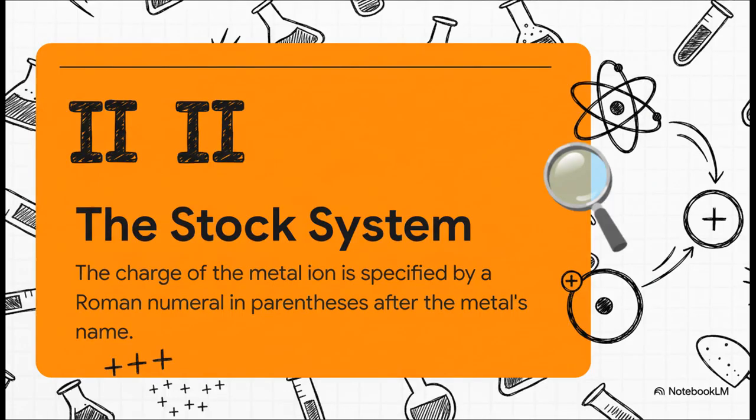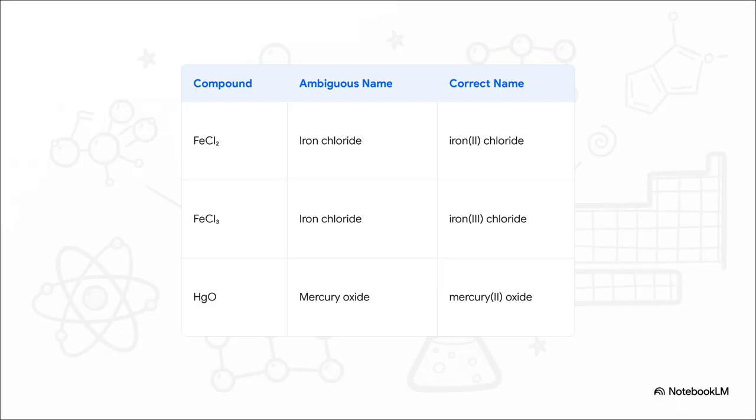The solution, though, is actually pretty brilliant in its simplicity. It's called the Stock system. We just add a Roman numeral in parentheses right after the metal's name to tell everyone what its charge is. It's a simple little trick that clears up all the confusion. And just like that, our problem is solved. FeCl2 is now iron(II) chloride because the iron has a 2+ charge. And FeCl3 becomes iron(III) chloride for the 3+ charge. The names are now perfectly crystal clear.